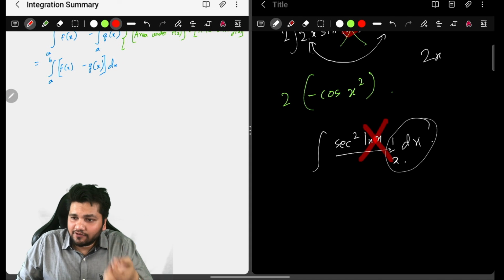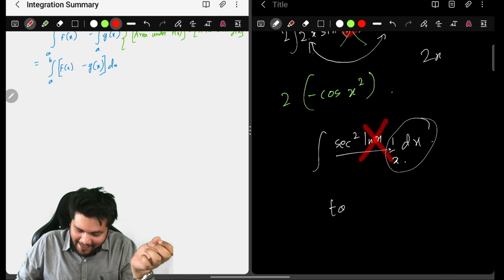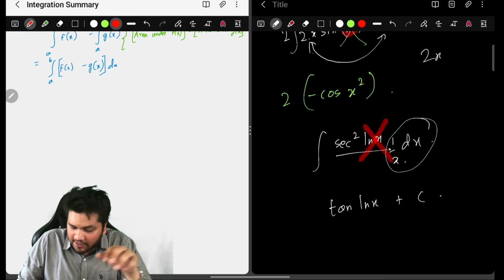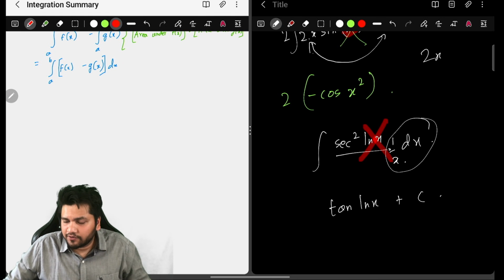Now the integral of sec square x is nothing but tan x. I'll just write tan of, considering this as x, so tan of ln x plus c. Just ignore this 1 upon x dx. This is a shortcut for finding the integral of composite functions whenever you get it.